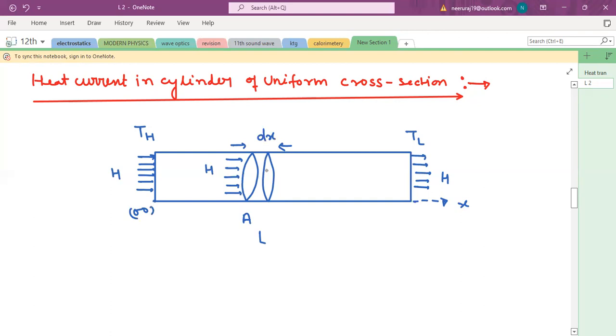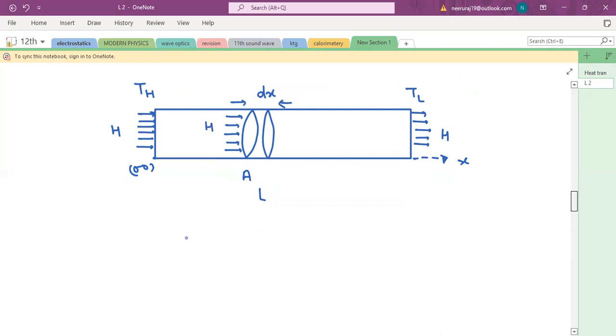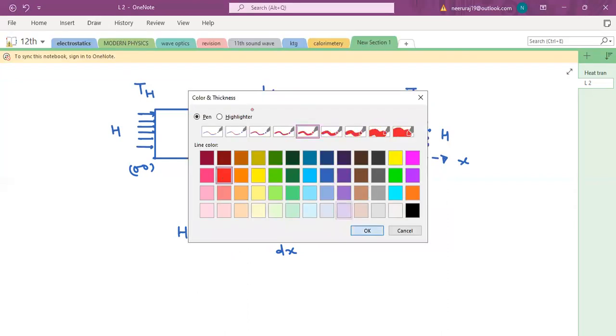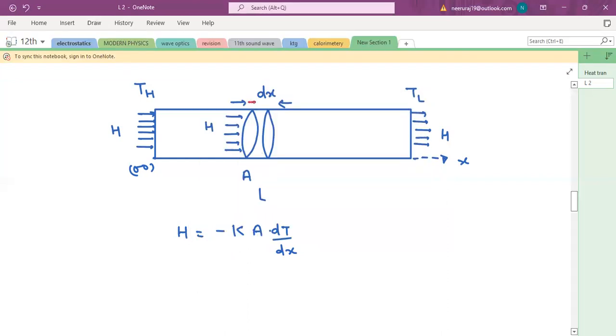For this small length cylinder, I can write the heat current H equals to minus K A dT by dx, where K is the coefficient of thermal conductivity of this material. You know how we write dT by dx, right? This layer temperature is T, and the next layer temperature is T plus dT.